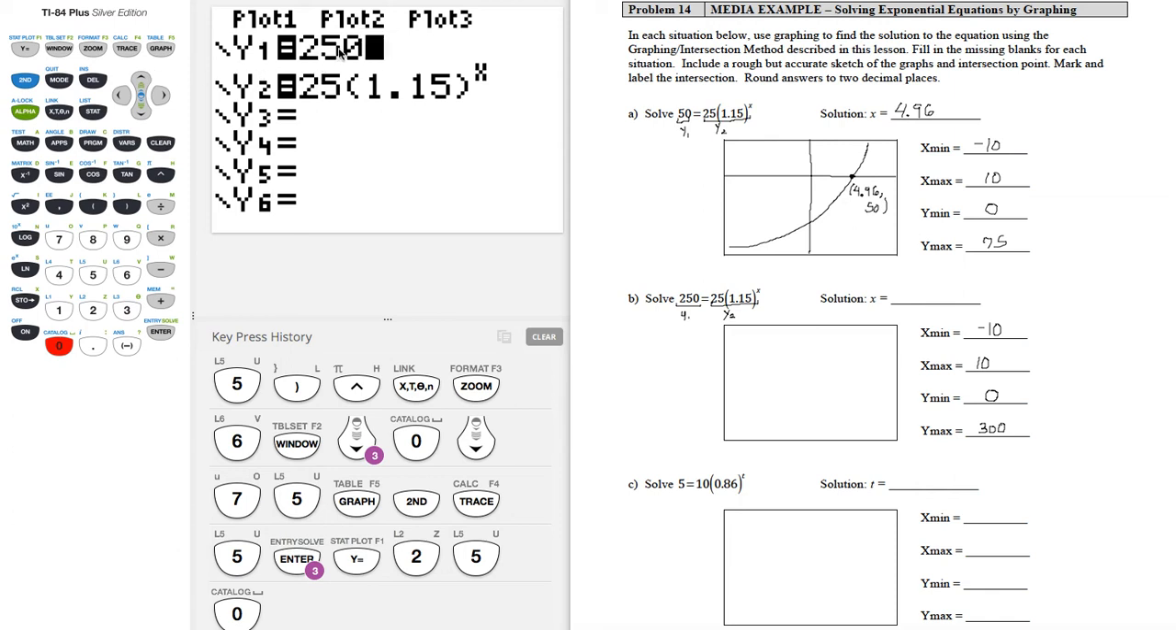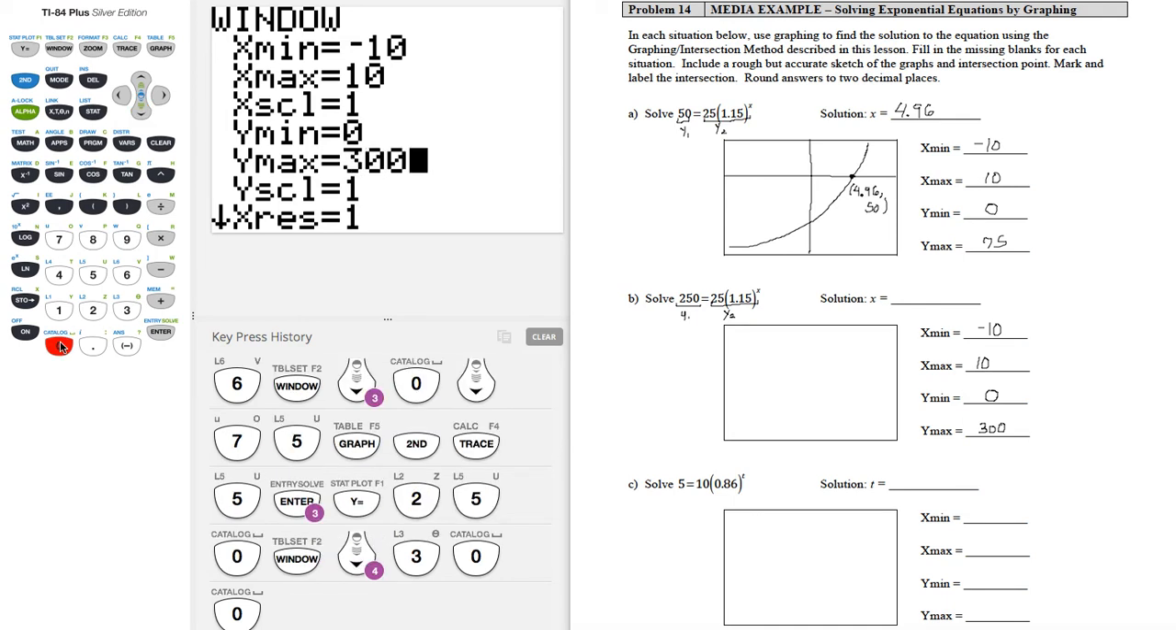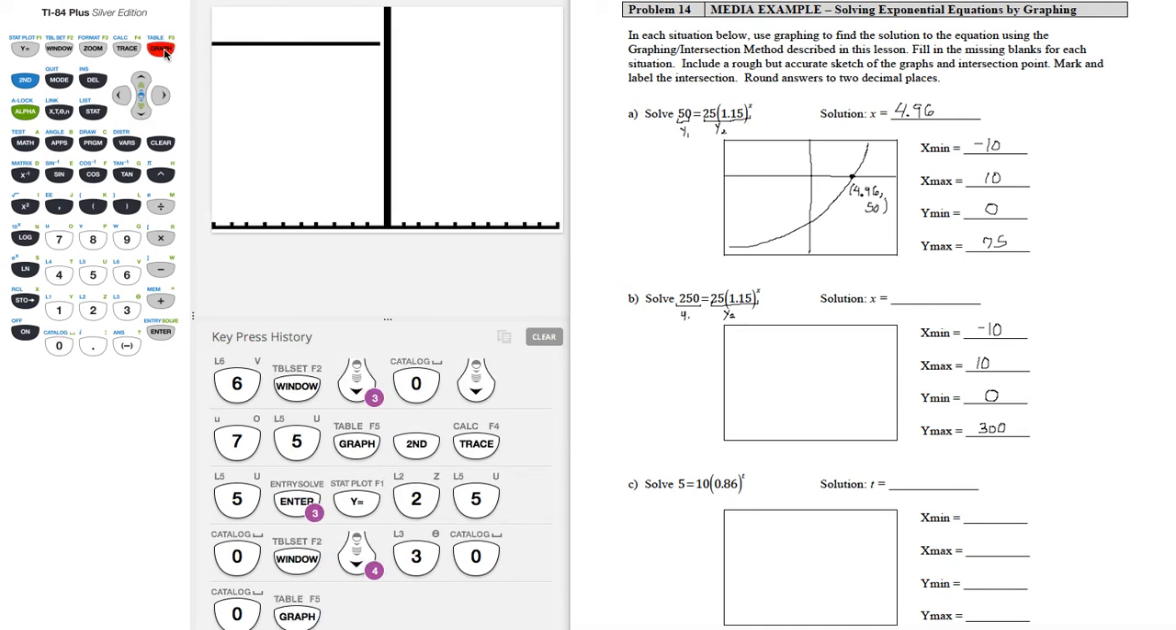So I've changed my y1 to 250. Let me go to my window. And again, I'm going to go ahead and leave x min and x max, y min, y max I'm going to change to 300. And I'm going to press graph, and then let's see what happens. So there's the, we're getting the y1 equals 250. Here's the exponential. Oops, my intersection is going to happen somewhere over here off the graphing window.